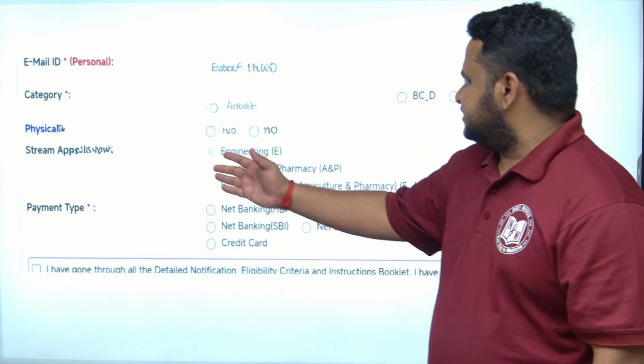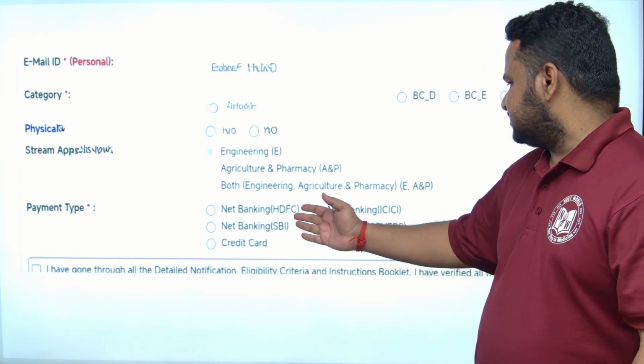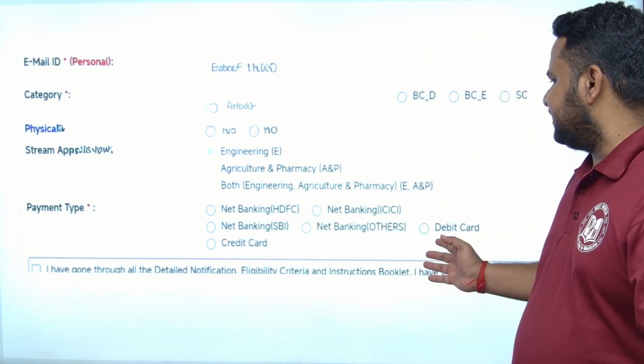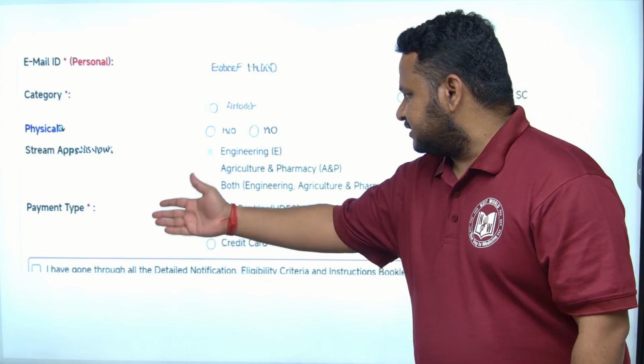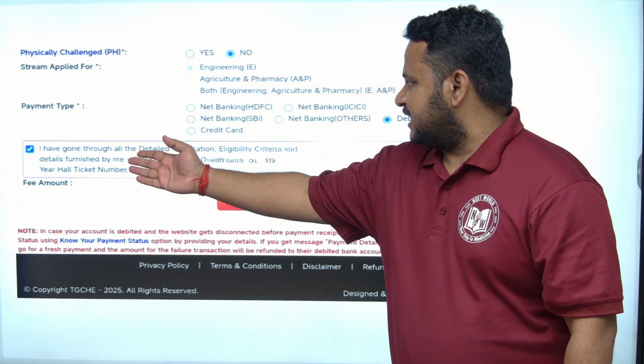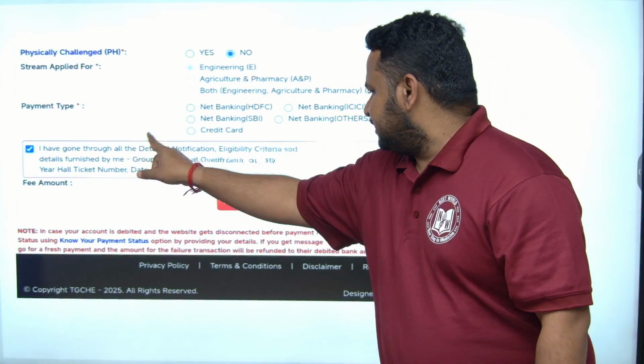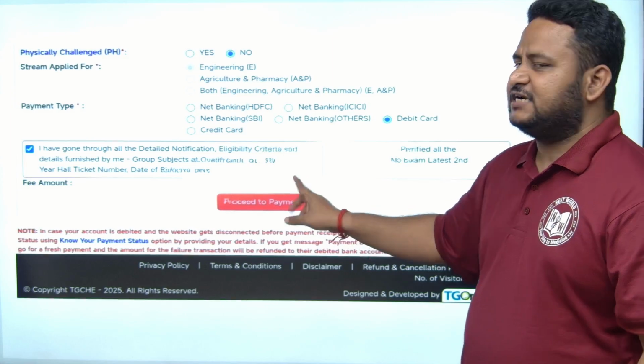After the stream, you will get the payment type. You can go for net banking, where these are the banks that are available, or you can use a debit card or credit card. Then the next step is this window, saying I have gone through all the detailed information. You have to tick mark it and go for proceed for payment.